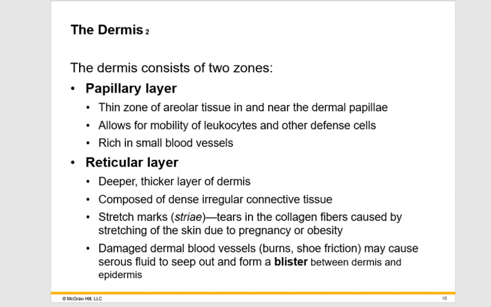Just like the epidermis, the dermis is divided into layers, but we only have 2 layers. The outermost or more superficial layer is the papillary layer. This is where your dermal papillae are located. The deeper, thicker layer is the reticular layer. The reticular layer is dense, irregular connective tissue.